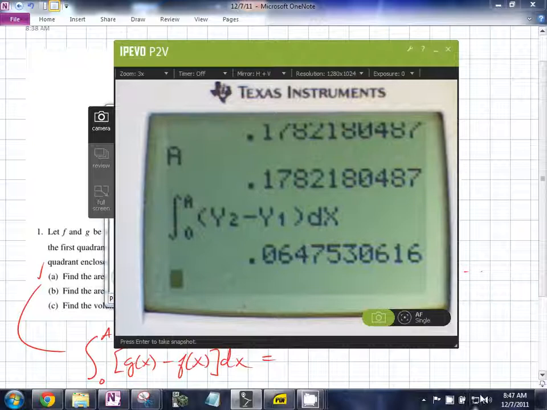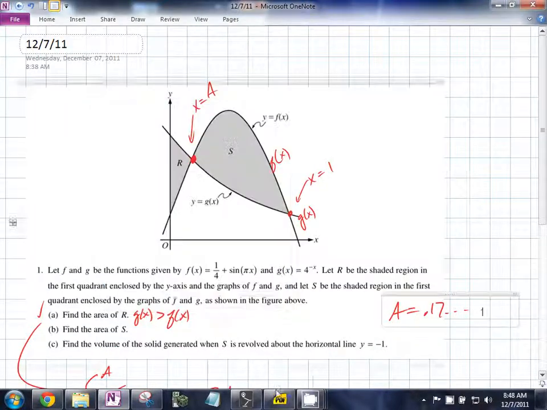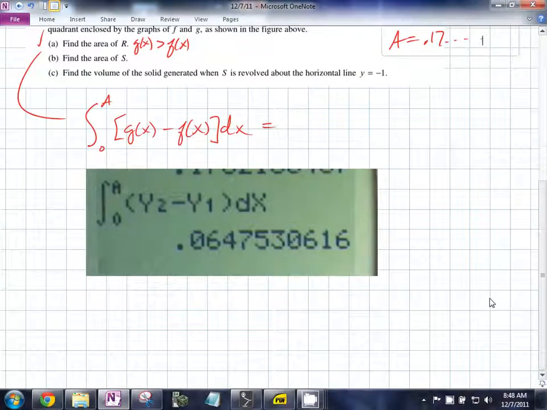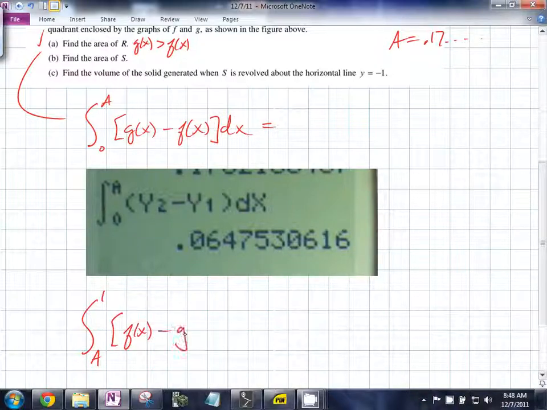Okay, so we did the second intersection is 1. So then the second one is just going to be the integral from A to 1 of what? F of x minus g of x dx. And what can we do here? We can do second entry, right? And what's it going to be? Alpha A all the way to 1. Oh, sorry, my fault.